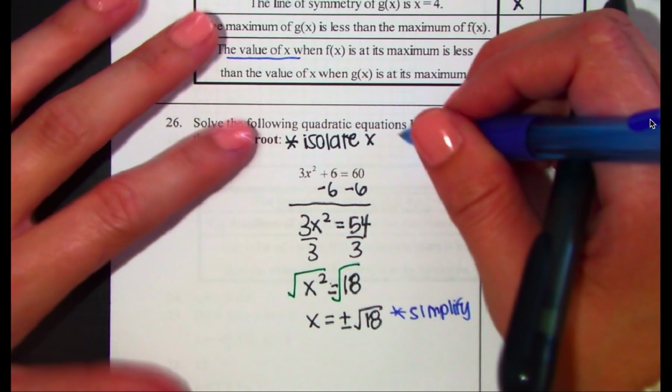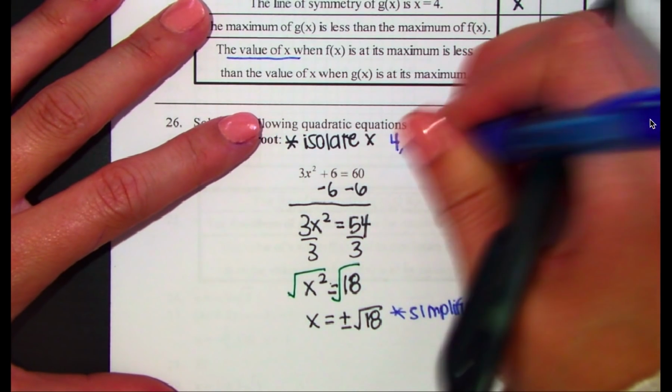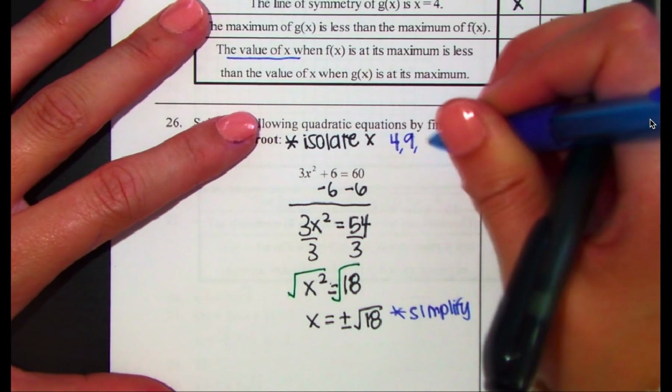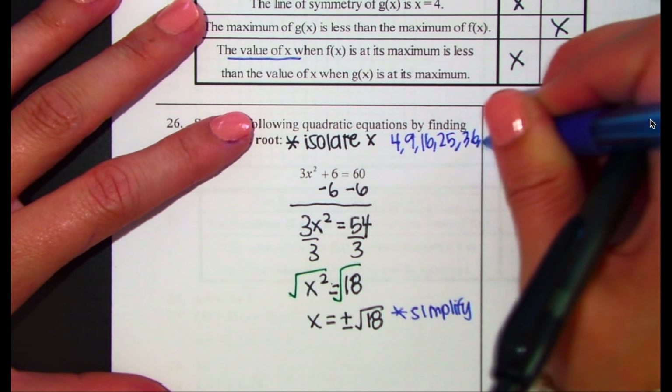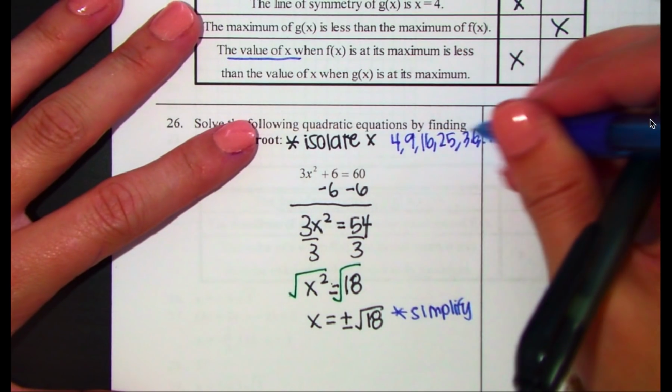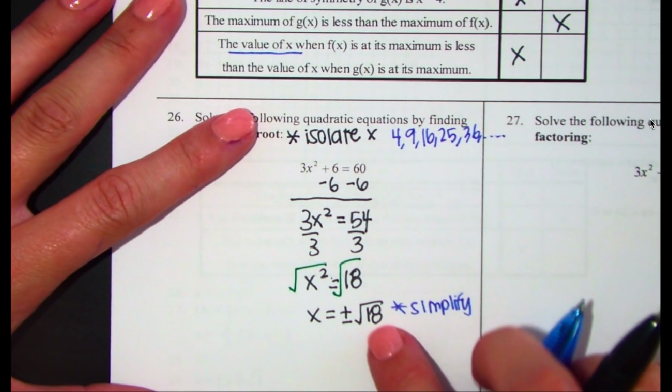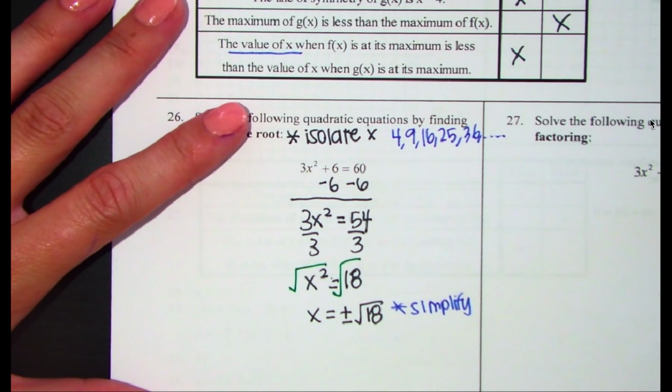So the list starts with 2 times 2 is 4, 3 times 3 is 9, 4 times 4 is 16, 5 times 5 is 25, 6 times 6 is 36, and it goes on. All of these are perfect squares, and those are the numbers you use to simplify square roots.